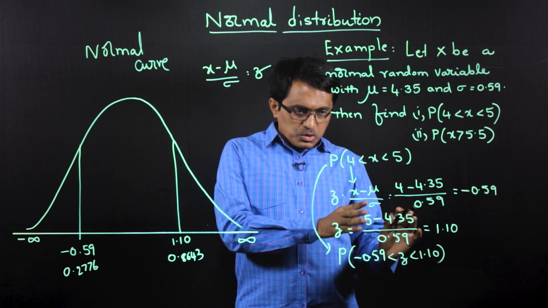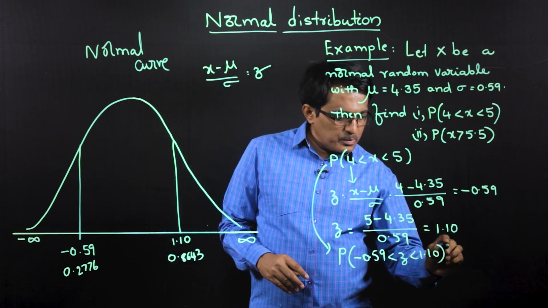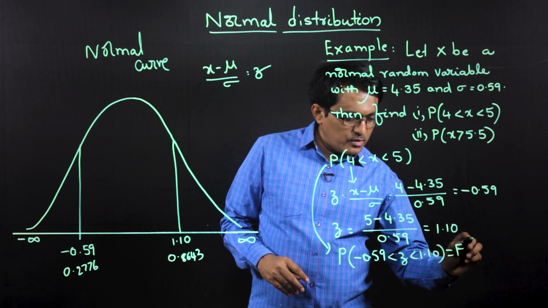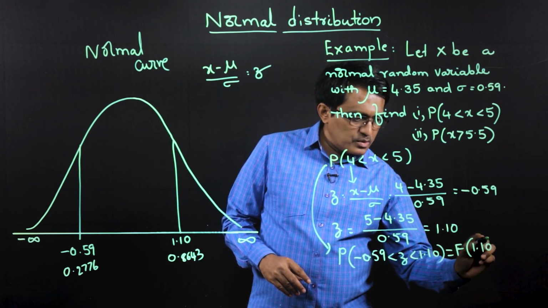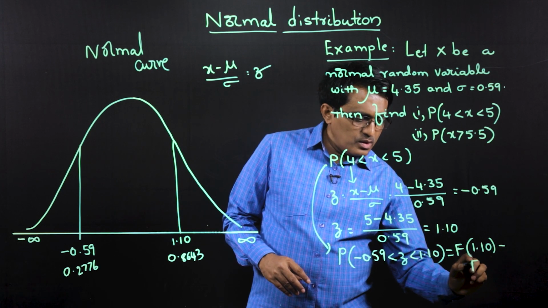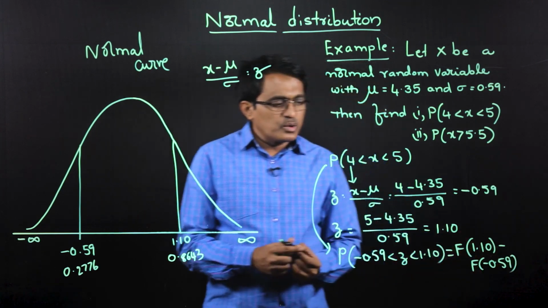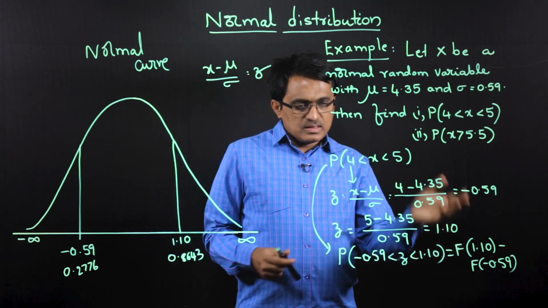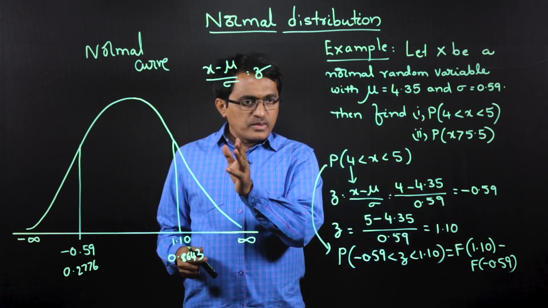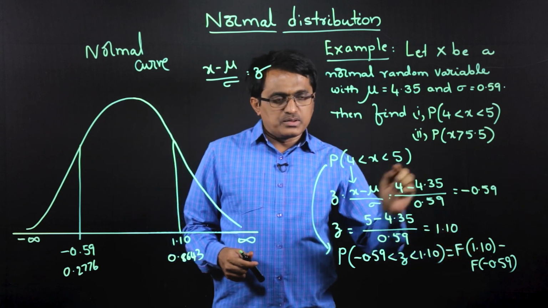Once we are into normal distribution, then it is very simple. This is f of upper limit, that is f of 1.10 minus f of minus 0.59. So, what does f of 1.10 stand for? This is nothing but the tabulated value corresponding to 1.10.